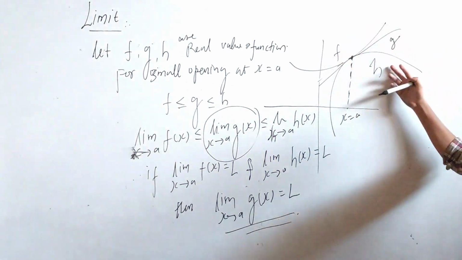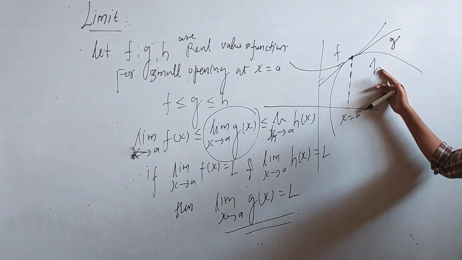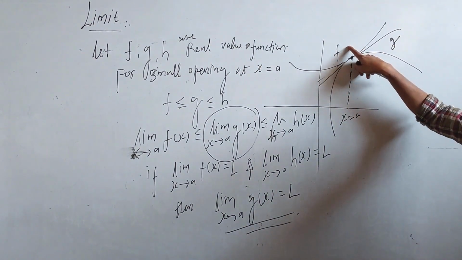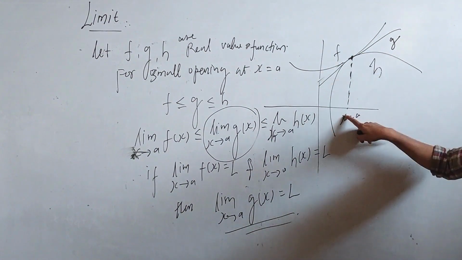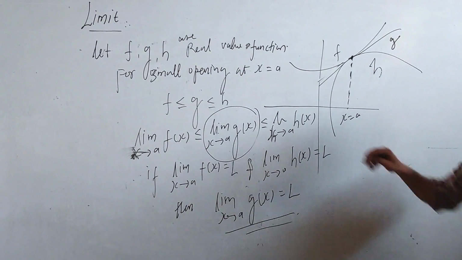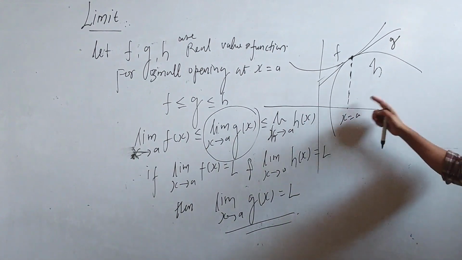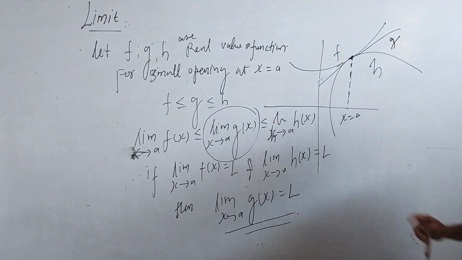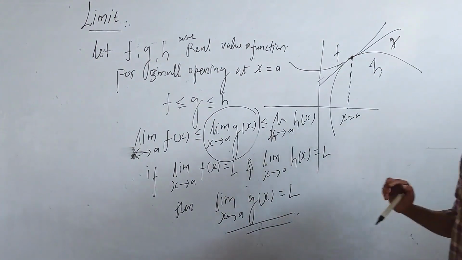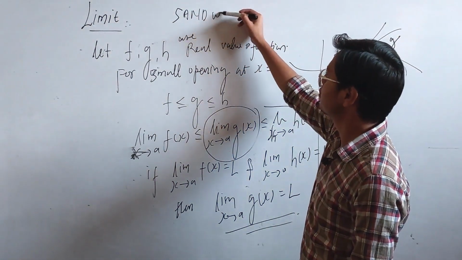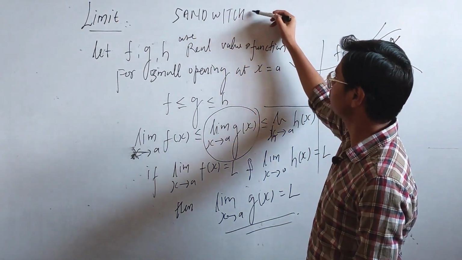If two functions f and h, and another function g lies between them, and these two functions represent the same value at a particular point and satisfy this inequality, then at the same point the g function also represents the same value. This is called the sandwich theorem.